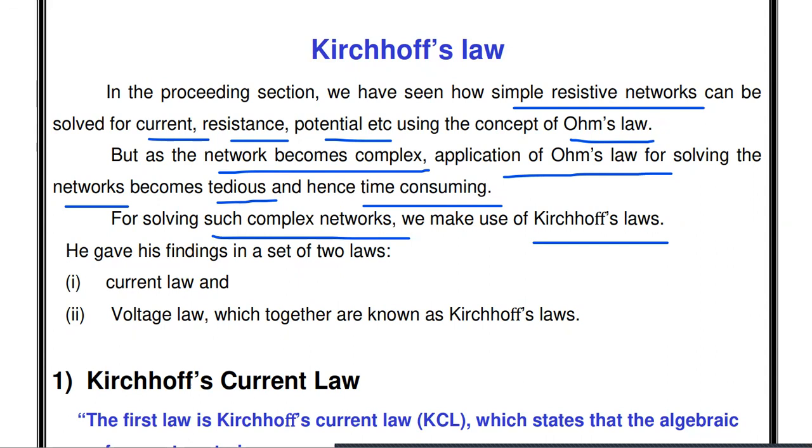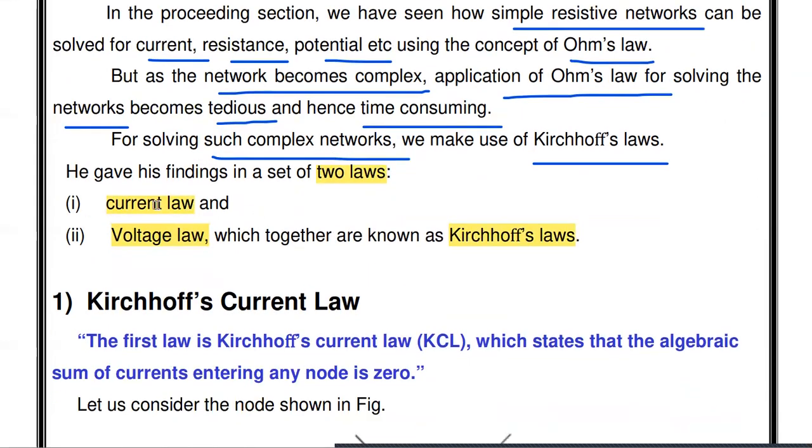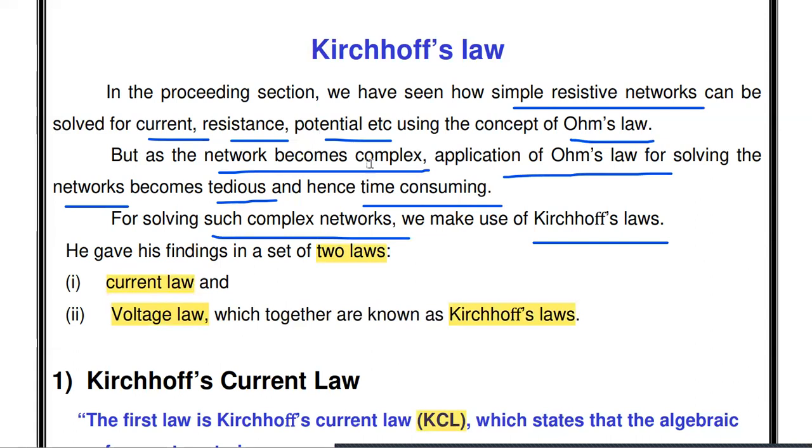In Kirchhoff's law, there are two laws: Kirchhoff's current law and Kirchhoff's voltage law. Both together are called Kirchhoff's law. They are shortly denoted as KCL and KVL. KCL means Kirchhoff's current law. KVL means Kirchhoff's voltage law. So this is the comparison between Ohm's law and Kirchhoff's law.